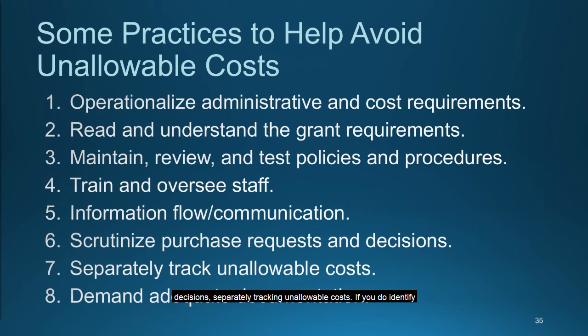If you do identify within your organization an instance where, oops, that shouldn't have been charged to the grant, it was incurred for the program, but it's not allowable under the grant, you want to make sure you pull those out and get them reported separately. If it was reported in the cash draw expenditure reporting system to TWC as an expenditure, you want to reverse that and get that credited, and then isolate it so it doesn't get charged again. And then demanding adequate documentation.